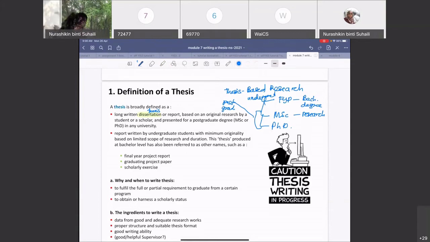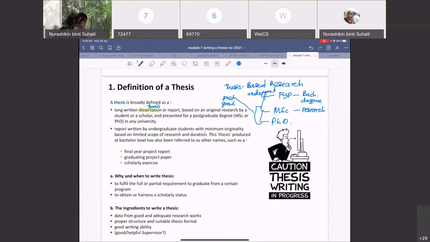Report written for undergrad. This is for FYP. Minimum originality. Yeah, this one is 20% only, maximum similarity. Okay. What does that mean? Based on the limited scope of research and duration, this thesis produced at bachelor level has also been referred to as final year project, graduating project paper, or scholarly exercise. So in our context, we use FYP, final year project.